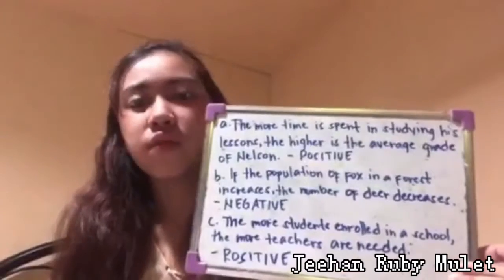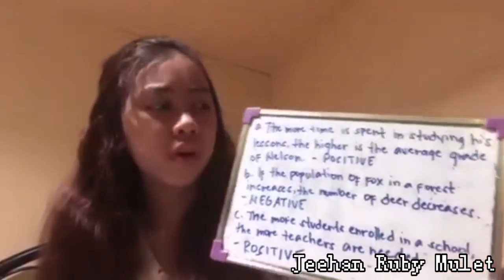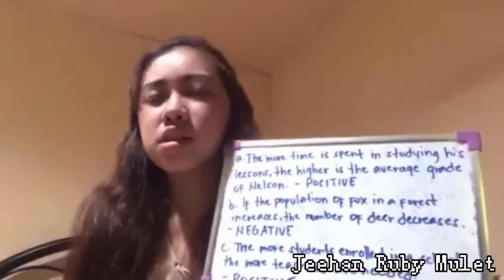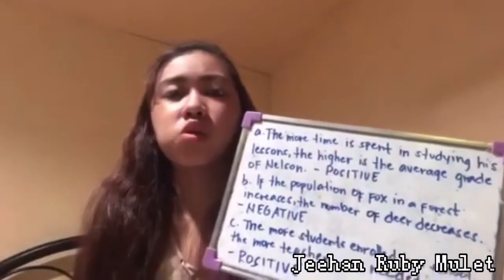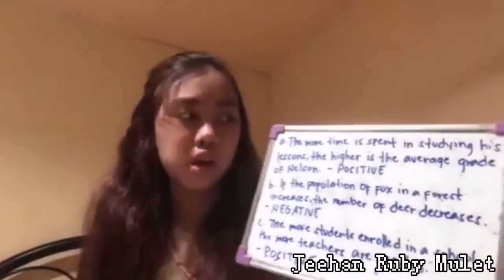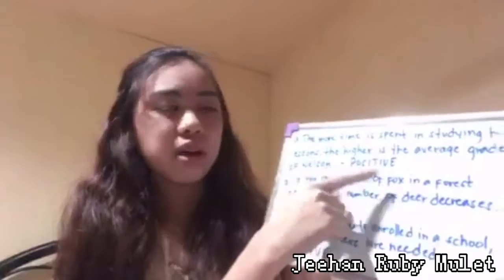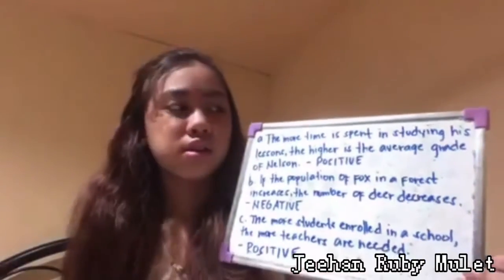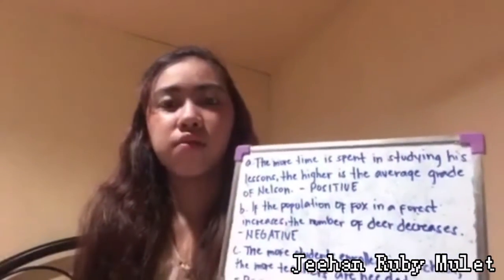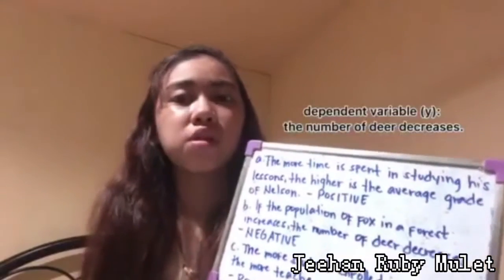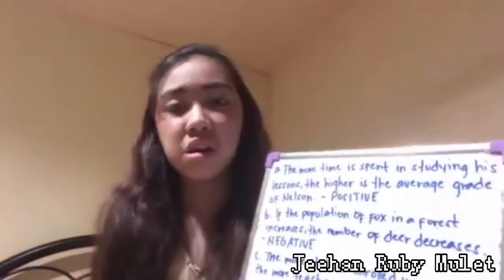For letter B, if the population of fox in a forest increases, the number of deer decreases. Since the direction of the relationship between two variables is identified by the keyword, which is "decreases," this is a negative relationship because the dependent variable states that the number of deer decreases.